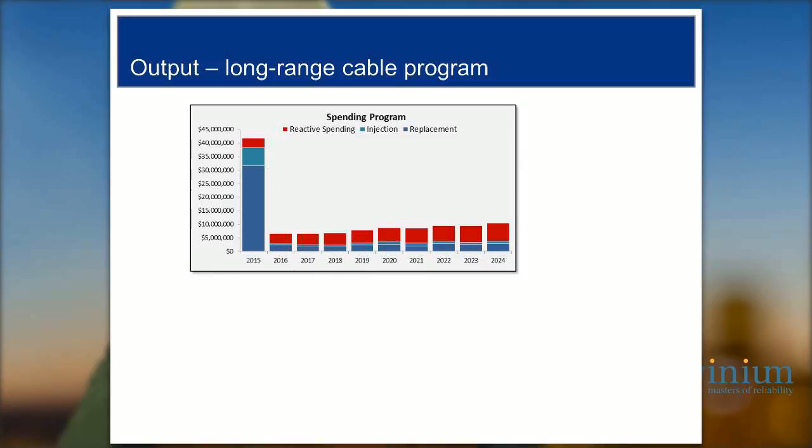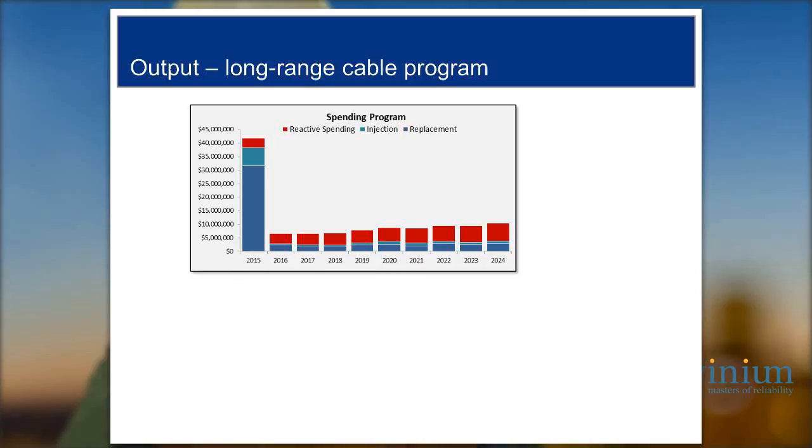Okay, so we've evaluated the entire cable program. We know which ones are at end of life now, and we can also know which ones are going to come due for replacement in the future. So this graph is from the same analysis. I'm just using this one for all the examples here, but what it shows is a large spike of spending. This is the capital program, a large spike of spending in the first year, followed by a fairly flat program going forward. So these bars, the dark blue represents the replacement program, the green represents an injection program, and the red is the reactive spending for future failures, for repairs and replacements of future failed cables.